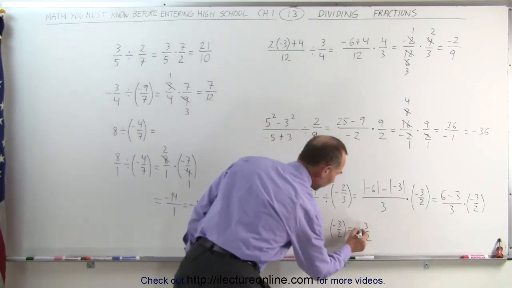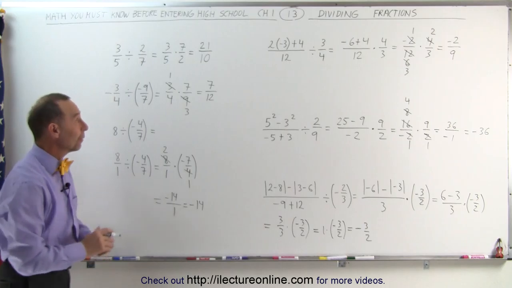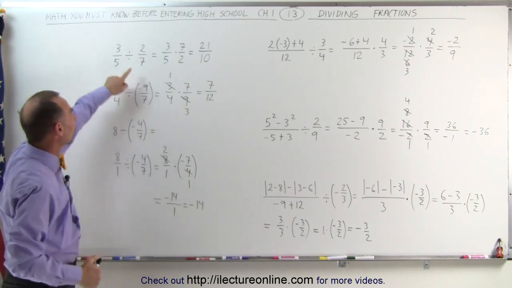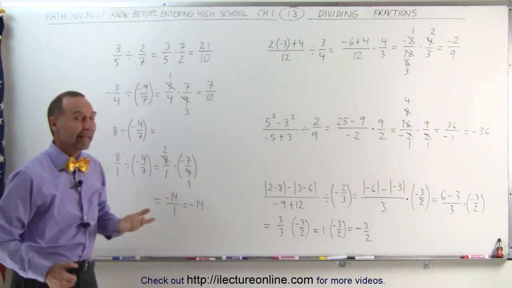That's kind of a short negative sign. Let me make it a little bit longer. There we go. And that's how we operate with dividing one fraction by another fraction. Notice the rule always is when we divide by a fraction, we actually multiply by its inverse. And that's how it's done.